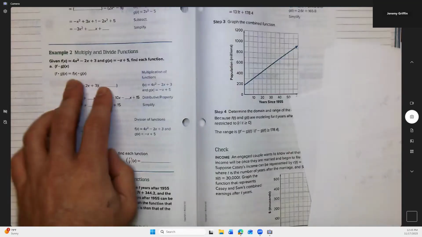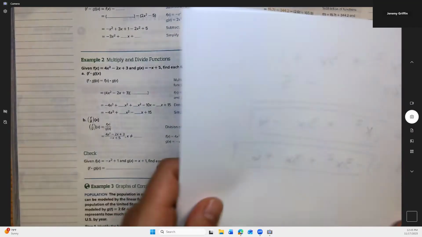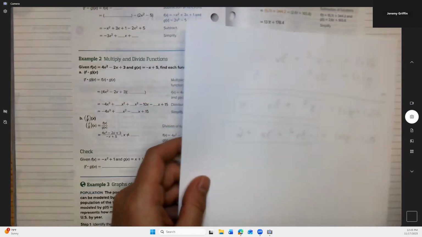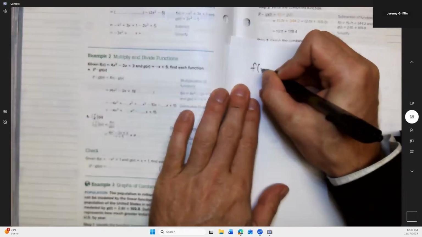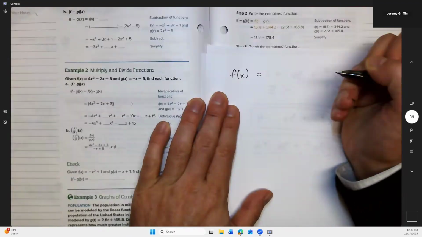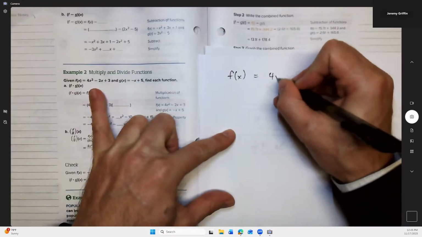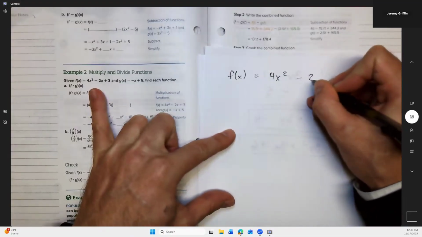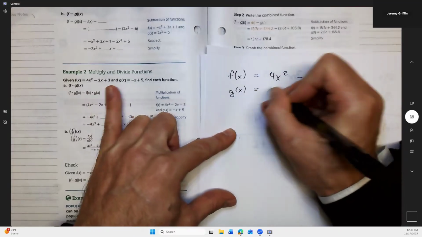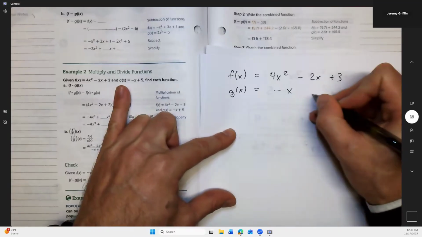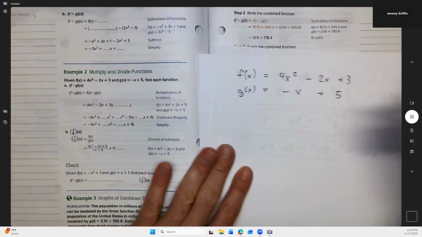Next, let's multiply and divide functions. For example 2, they change out the functions, so I'll just follow what they have. Suppose we have a new f of x and a new g of x. f of x is 4x squared minus 2x plus 3, and g of x is negative x plus 5.